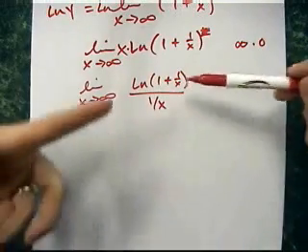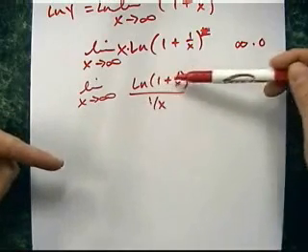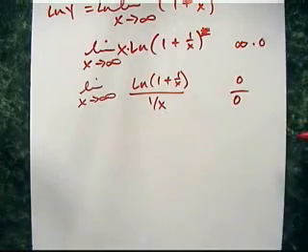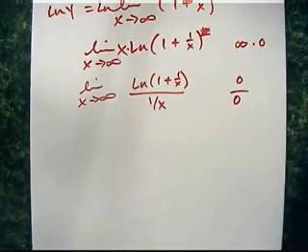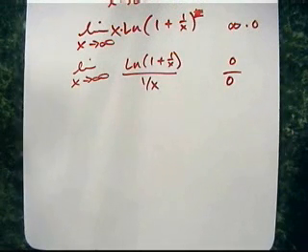Okay. So we got L'Hopital's rule. So let's see, if I plugged in an infinity here, this goes away. Natural log of 1 is 0. And plugging in infinity to the denominator, I'm at 0. So now I'm 0 over 0. Okay, L'Hopital's rule, we can do it now. Take the derivative of the numerator and the denominator and see what you get.